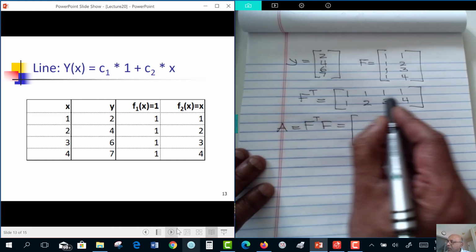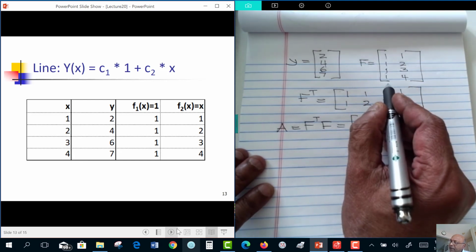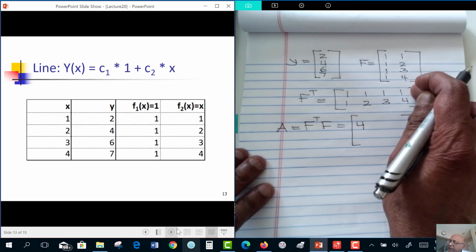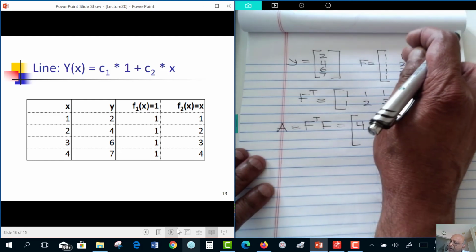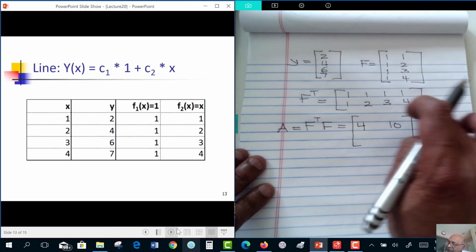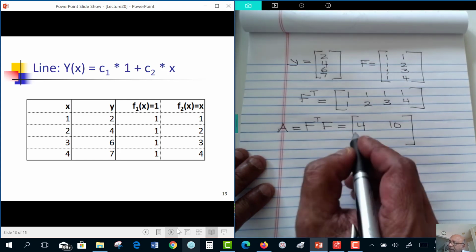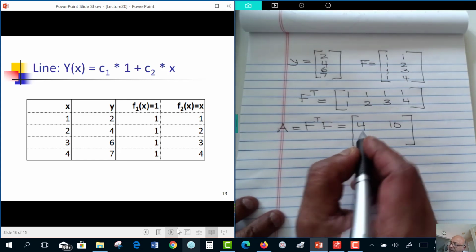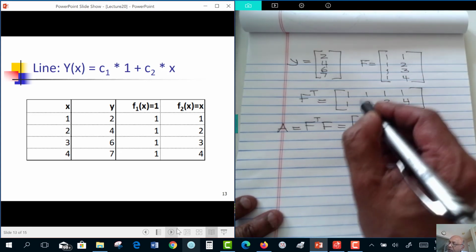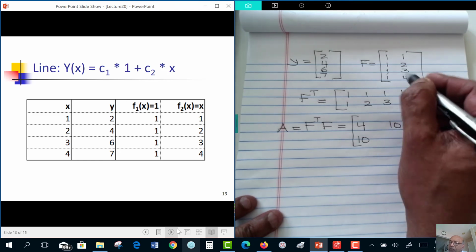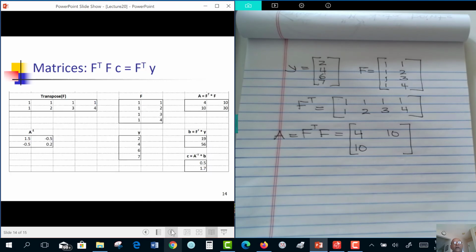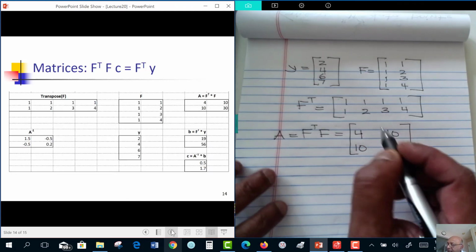So we do 1, 1, 1, 1 times 1, 1, 1, 1, add them together, we'll get 4. We do 1, 1, 1, 1 times 1, 2, 3, 4, we'll get 1 plus 2 plus 3 plus 4, which is 10. 1, 2, 3, 4 times 1, 1, 1, 1, we will get 1 plus 2 plus 3 plus 4, 10. And then we will get 1 squared plus 2 squared plus 3 squared plus 4 squared, so we will get 30.